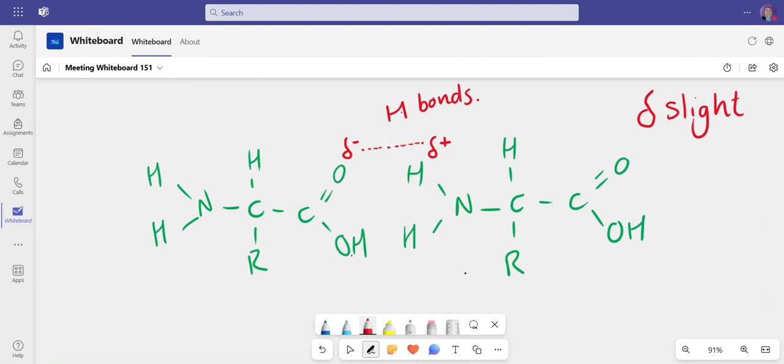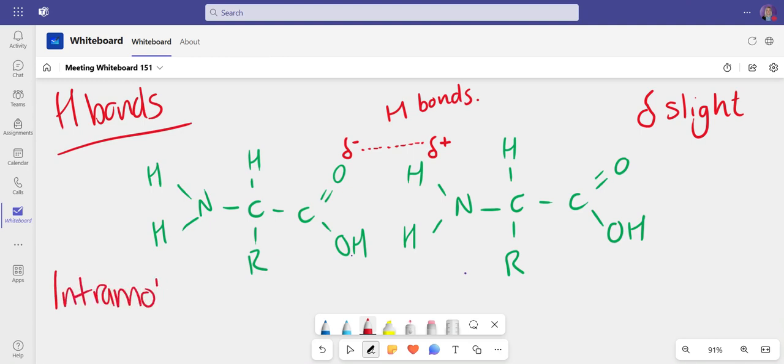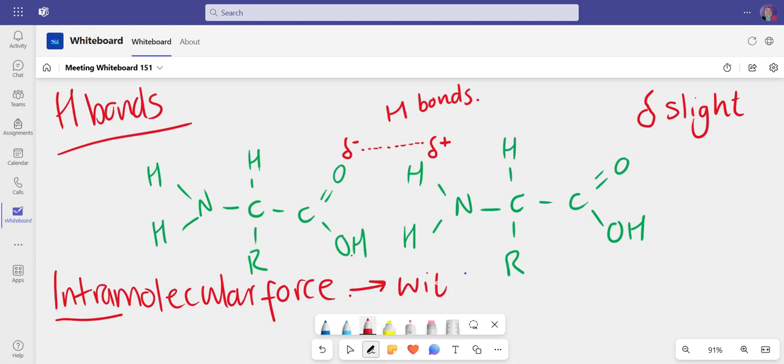Okay. The hydrogen bonds, let's just put a heading here, hydrogen bonds. The hydrogen bonds are called an intramolecular force. Now, intramolecular means within the same molecule. So they're actually forming within the same polypeptide.